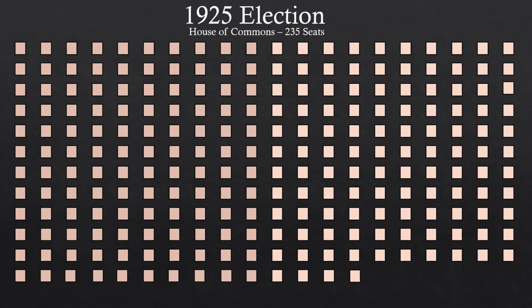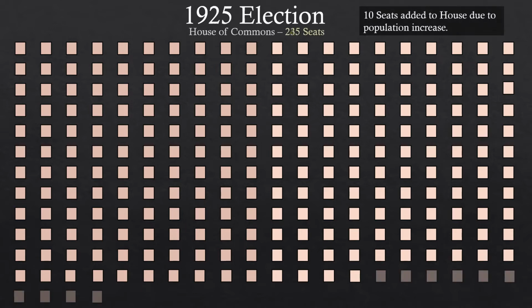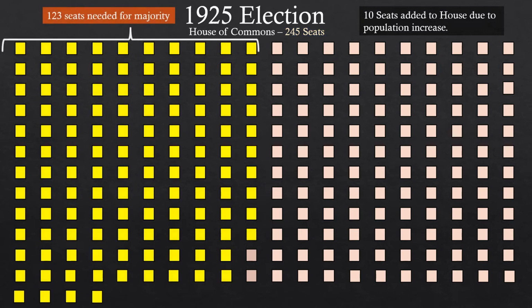4 years later, though, with the 1925 election, the population of Canada had increased, and so new seats were added to the House of Commons. So we went from 235 seats to 245 seats. So now the number needed to actually attain a majority government for the 1925 election would be a different number. So now one would need 123 seats for a majority government.